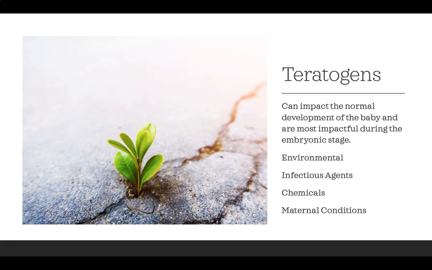Teratogens are agents that can impact the normal development of the baby. The embryonic stage, when there is rapid cell division occurring, is when the embryo is most susceptible to the damage from outside sources, and therefore when teratogens can have the most drastic impact on the development of the baby.